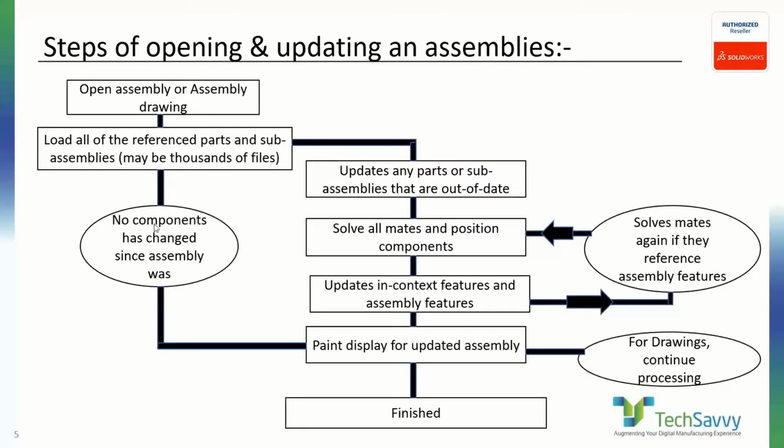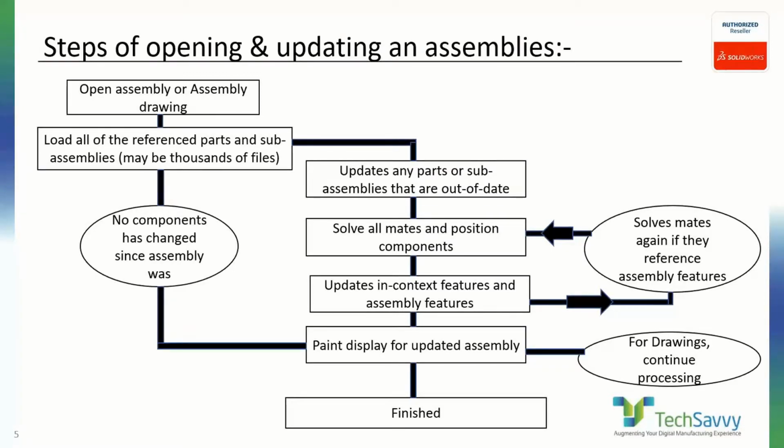So here, if there were no changes since the last time, then it directly goes to display and update the assembly and finish. There is another loop that updates any part or subassembly that is out of date, meaning you changed something or you did not save in the current version. Then it solves all mates and positions components. After that, it goes to in-context features, meaning you are working in a top-down assembly.